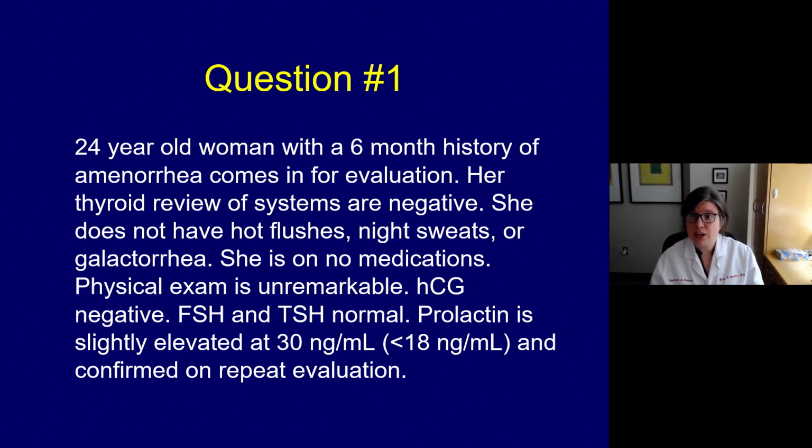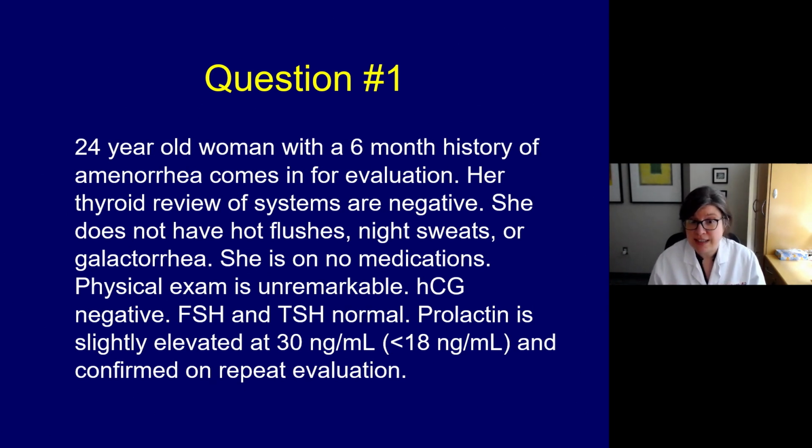And with that, I'm going to go ahead and start with my first question. A 24-year-old woman comes with a 6-month history of amenorrhea. Her thyroid review of systems is negative. She has no hot flushes, night sweats, or galactorrhea. She's on no medications. Her physical exam is unremarkable.